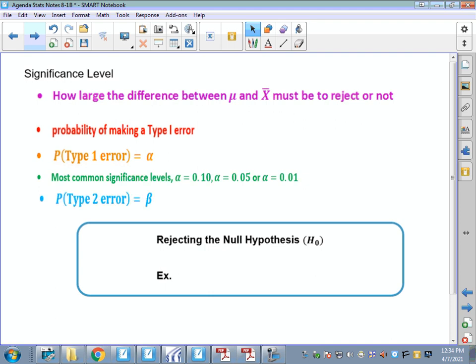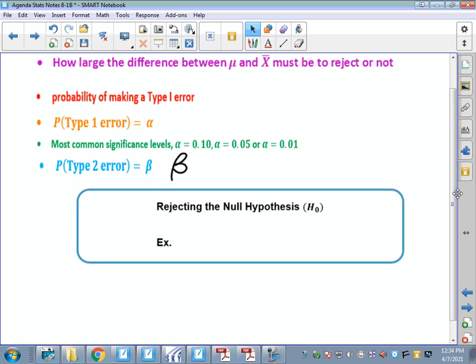And just so that you know, we do have a probability of a type 2 error that is beta. It looks like a sort of a B, like this. We're worried about alpha now, so don't worry too much yet about our type 2 errors. Alpha is what we're looking at.